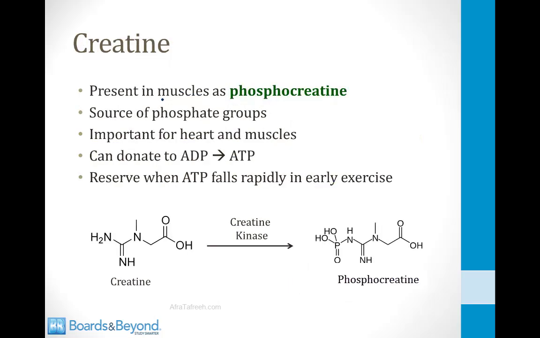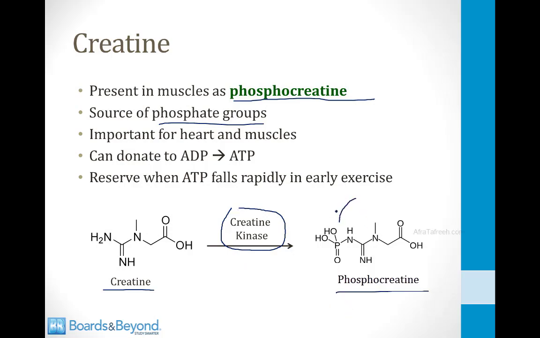Creatine is present in your muscles and in your heart as phosphocreatine, and it serves as a source of phosphate groups. This is the structure of creatine on the left side of the screen here, and it can be phosphorylated by an enzyme called creatine kinase to form phosphocreatine, which has a phosphate group added to the structure. And you may be familiar with creatine kinase from studying cardiology. Elevated levels of creatine kinase are seen in patients who have a myocardial infarction.